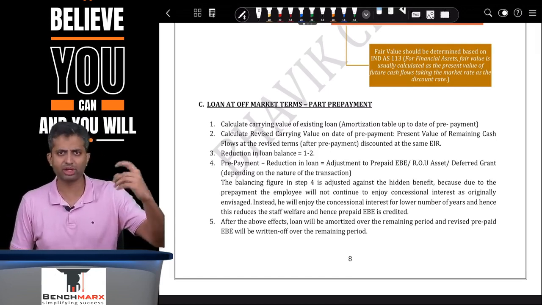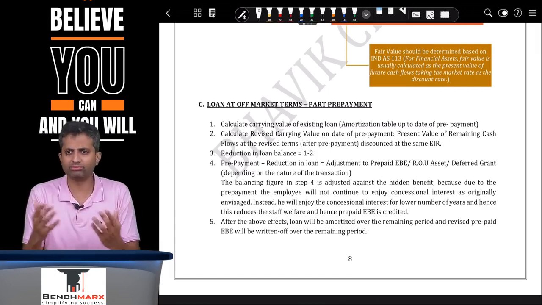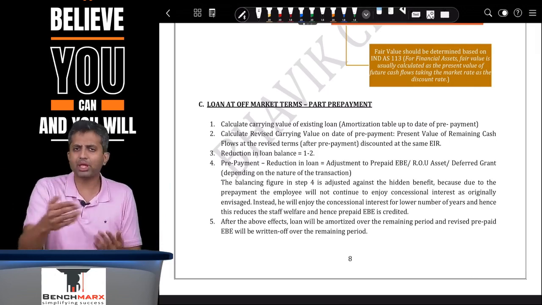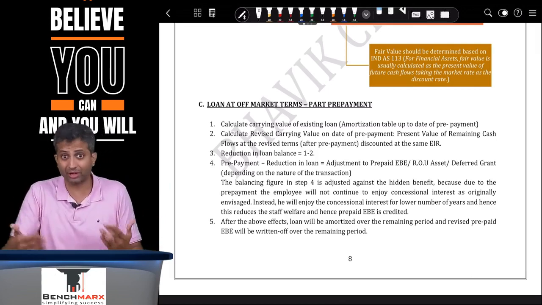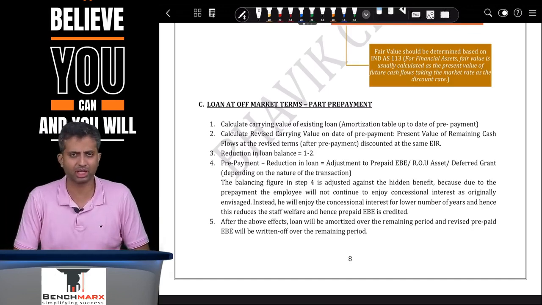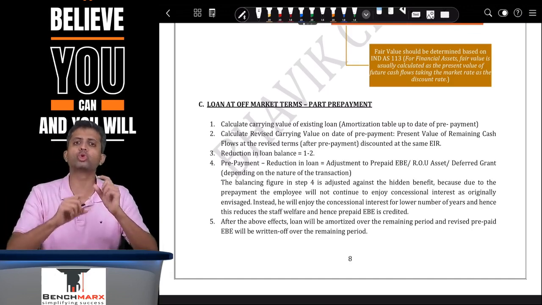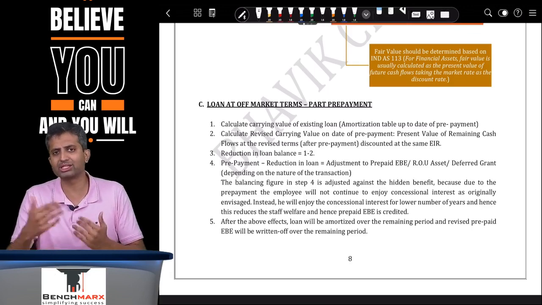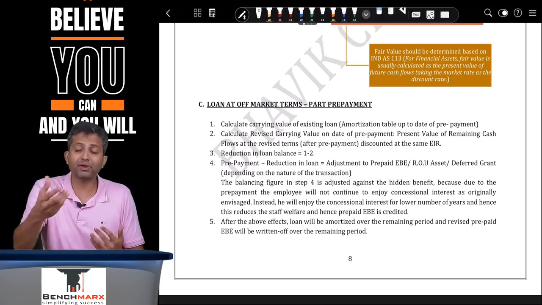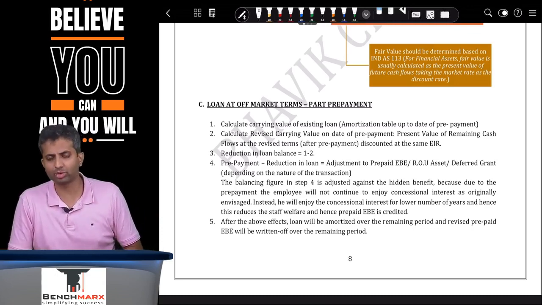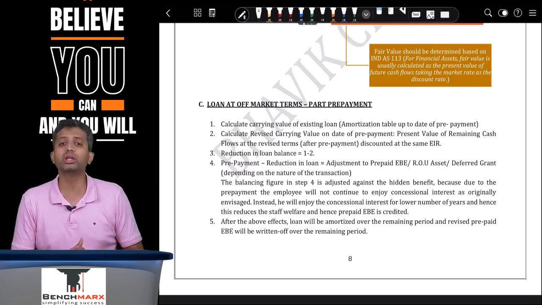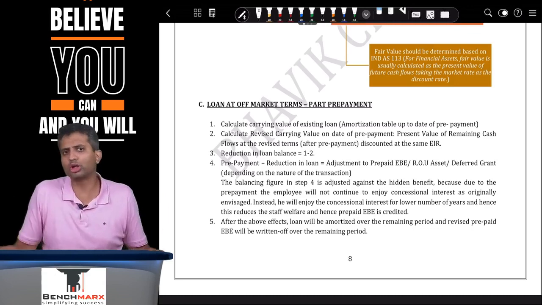So if my current carrying value of the loan, let us say, is 6 lakhs, I am prepaying a specified amount and the revised carrying value is coming down to 4 lakh 50, considering the remaining payments that I have to make. That means my loan has to go down from 6 lakhs to 4 lakh 50, that is 1 lakh 50. However, if I have prepaid, let us say, 1 lakh 80, then what is the difference attributable? Well, the difference is attributable to hidden employee benefit, which is no longer going to happen.